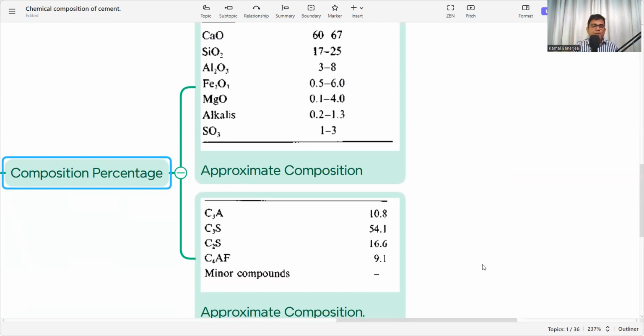When the mixing proportion and the materials change, other types of cement are produced, like slag cement, Portland pozzolana cement, white cement, rapid hardening cement, etc. In another video, I will discuss the difference between the different types of cement. This video is all about the chemical percentage and chemical composition of ordinary Portland cement, and how it is prepared.